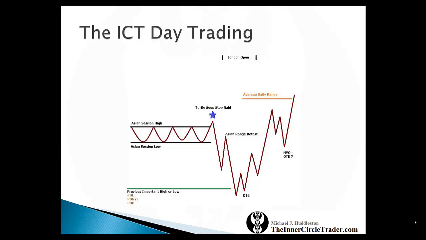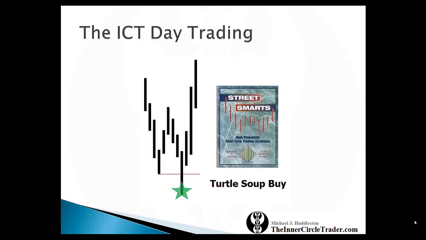When this move drops down into what we have identified here as a previous important high or low, I gave indications earlier in 2010 that it could potentially be a previous daily low. It could be a previous daily New York low or a New York high. It could be a previous day's high. Okay, but most importantly, it's definitely going to be an order block of some kind or an important low intraday or a previous session. Okay, so in other words, it could go down and create a turtle soup buy, like we just disclosed a moment ago when we looked at this pattern here.